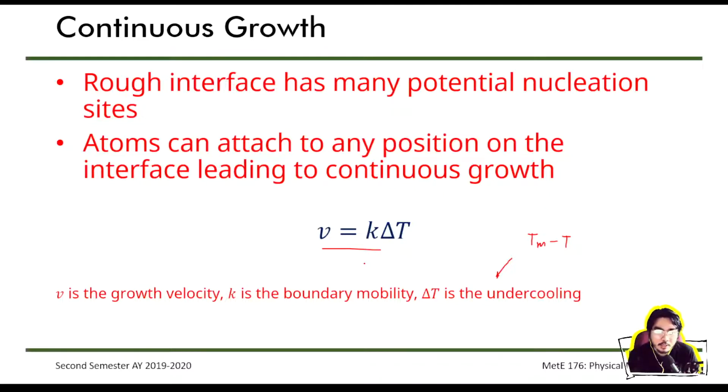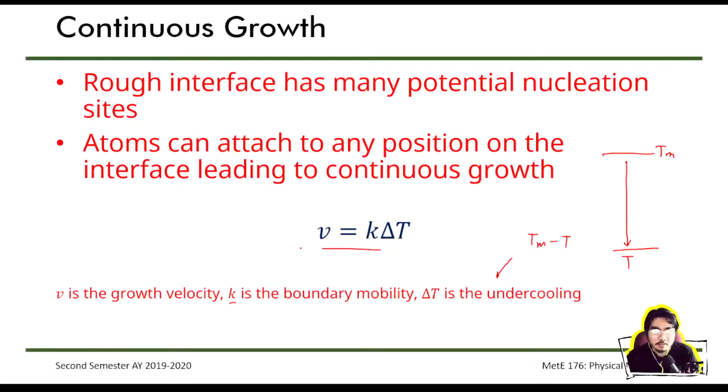This K is a constant known as your boundary mobility. And you'll notice that as you have a larger degree of undercooling, if this is the T melting, that only means you are at a temperature that is far away from the melting temperature, going downwards. So the larger the degree of undercooling is, the faster the growth velocity is, which makes sense, because we said that the higher the degree of undercooling, the ease with which you solidify your material actually increases.